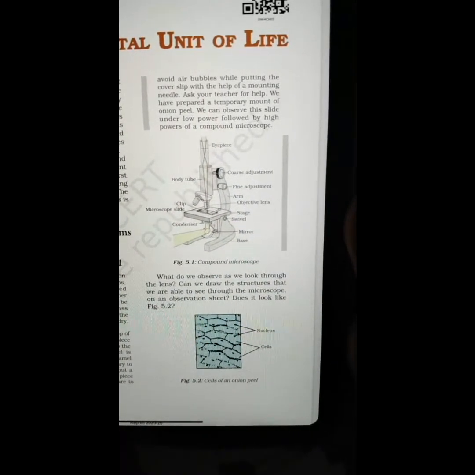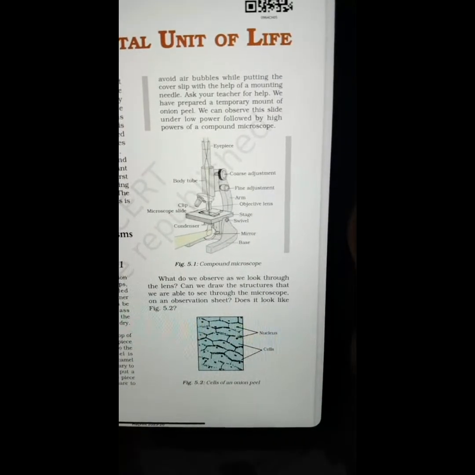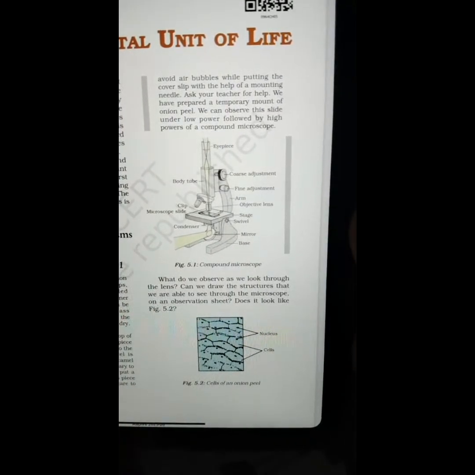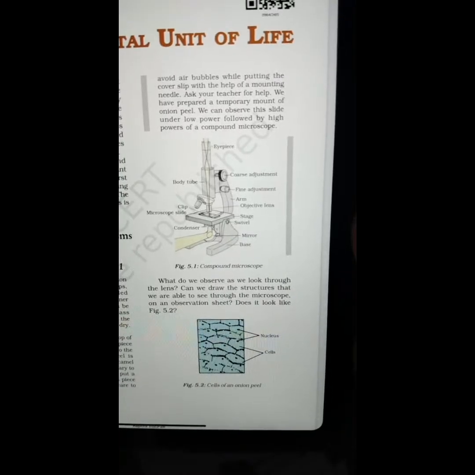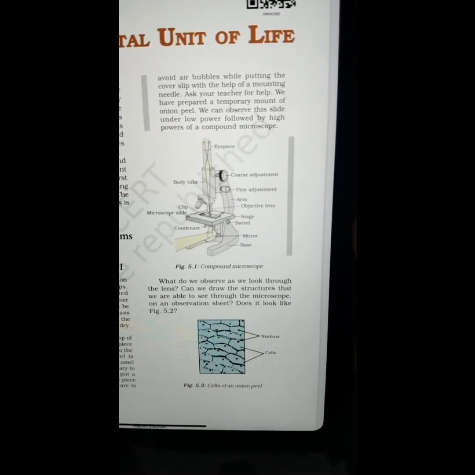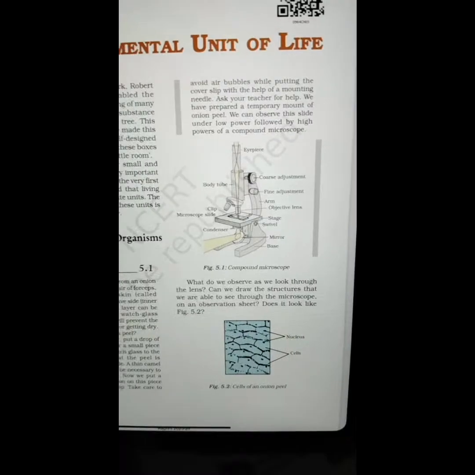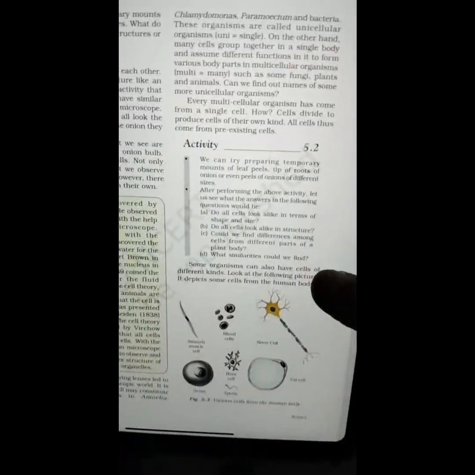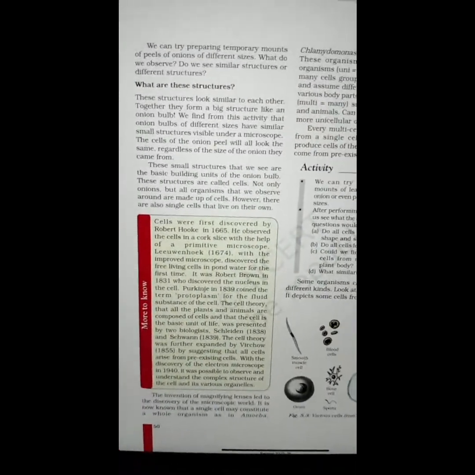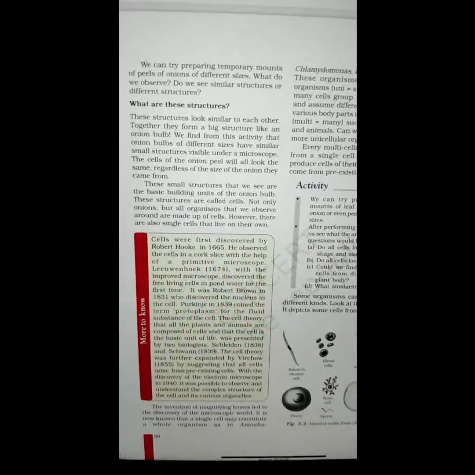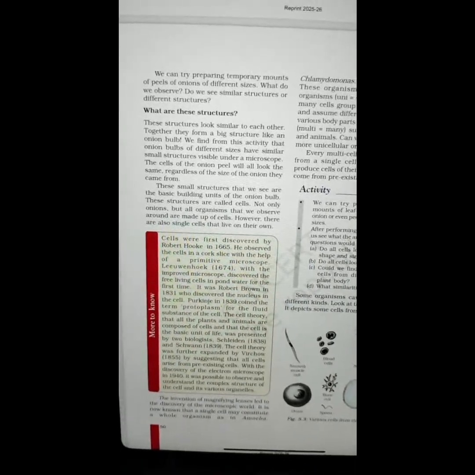Can we draw the structures that we are able to see through the microscope on an observation sheet? Does it look like Figure 5.2? Figure 5.2 is showing you the cells of an onion peel. Let's flip to the next page. We come to this part on the left right away.